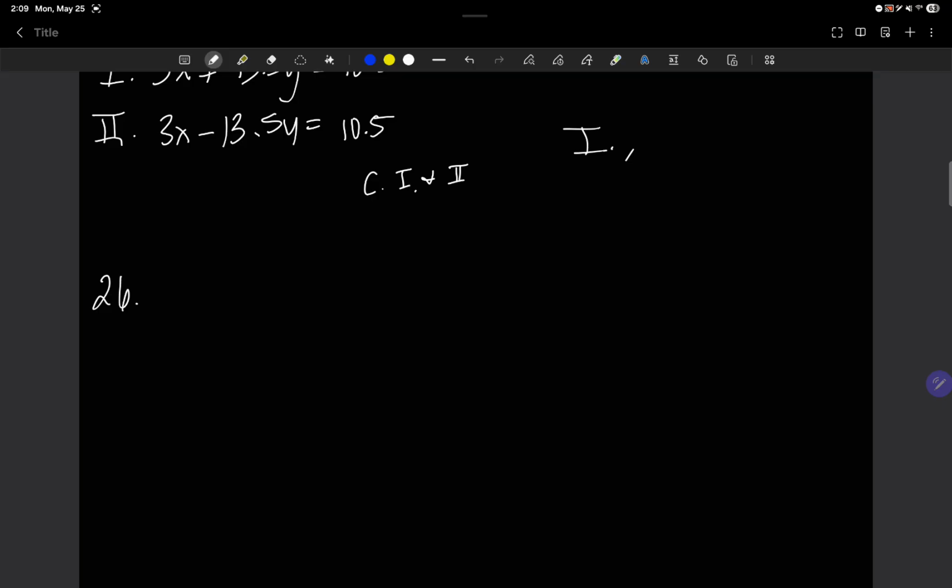Oh, fractions. The first thing I see is this fraction. Yeah. Fractions are our friends, remember? That's what I say.